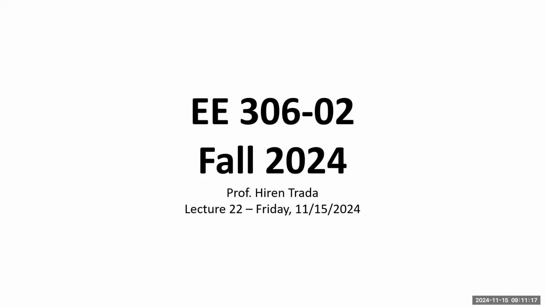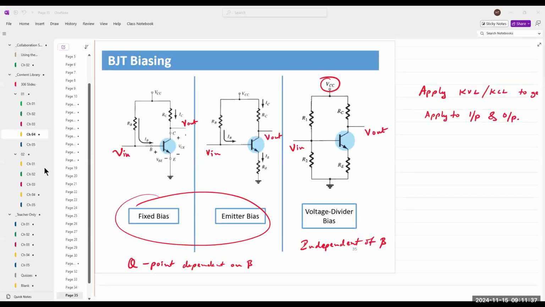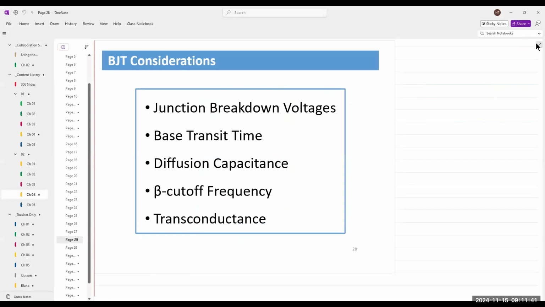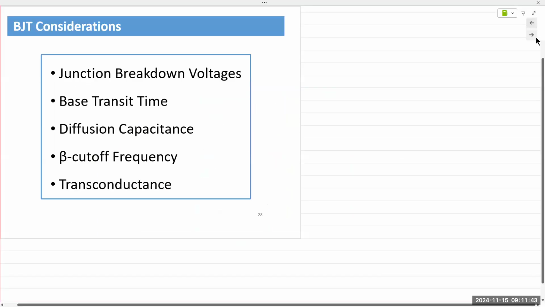So today we're going to take a quick look at some important transistor parameters, quantities, and then get into operating regions and a couple of examples. Okay. First up is the junction breakdown voltages.